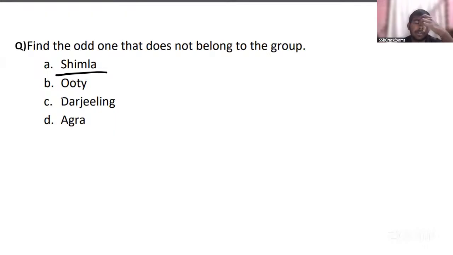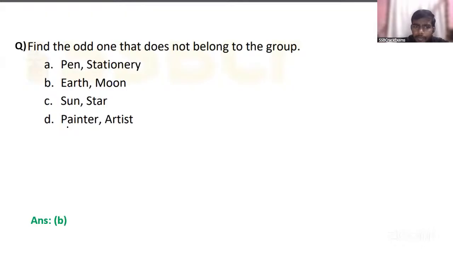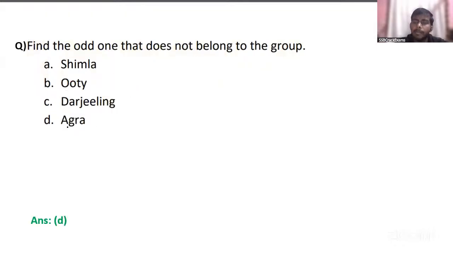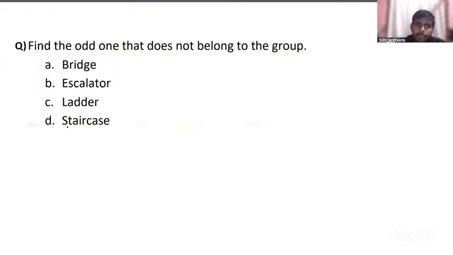What word can we use? I am not getting that. Ooty, Darjeeling, these are all tourist places, but they are hill stations. Okay, we use the word hill station, no? So all three of these are hill stations. But Agra is not a hill station. It's in UP. It's not a hill station. That's my answer, it will be D. Sorry, yes, C D answer.